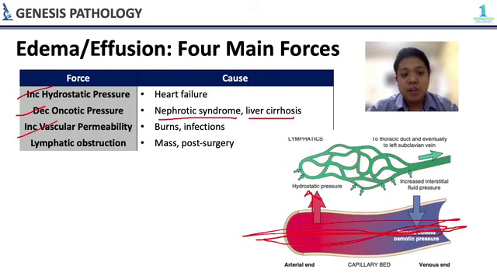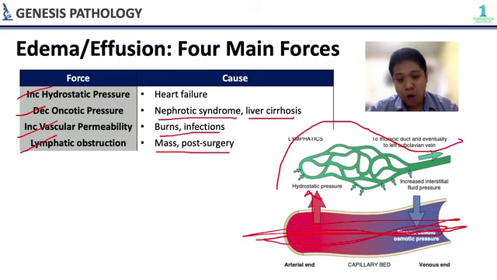We also have increased vascular permeability in the case of burns and infections, and lymphatic obstruction such as masses or post-surgery. And also, like in the case of lymphatic filariasis, they obstruct the lymphatics. Kaya, since the lymphatics are the ones that will recycle the fluid back, interstitial fluid back to the heart. So, kapag wala tong recycling system na to, pag sira siya, edi magsistay yung fluid in the interstitium.